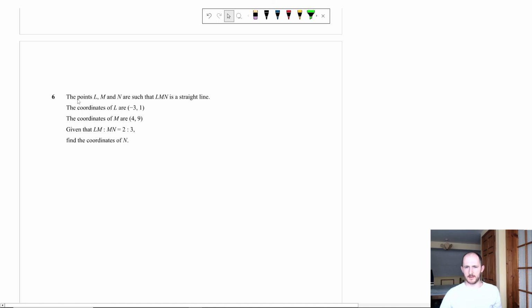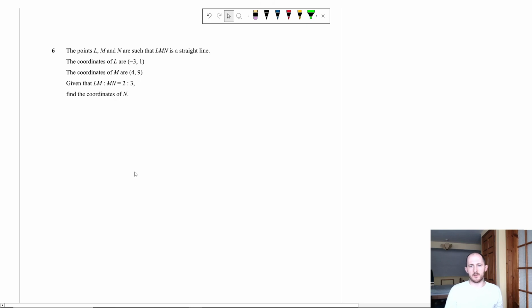Okay, so, oh boy, all right. L, M, and N are points such that it's a straight line. So what I'm going to do again is a good old-fashioned diagram. It doesn't need to be too accurate. In fact, this isn't going to be accurate at all because if you notice, M's going down when it should be going up because the Y coordinate's bigger. And then it says N is a big fat question mark.